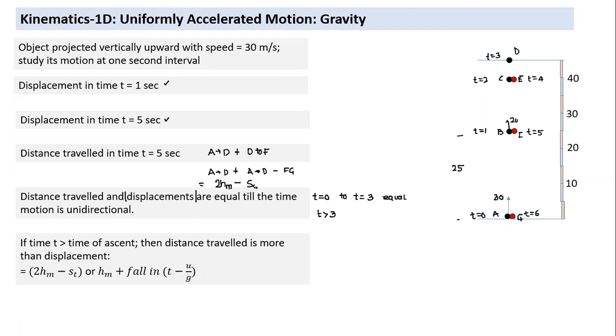FG is the displacement in 5 seconds. So that's why I could have written 2h max minus s. That's the distance traveled in case t exceeds the time of ascent, or the time involves reversal of direction. Time is more than the time it takes for it to come to momentary rest. Any of the three methods, I can say the same thing.